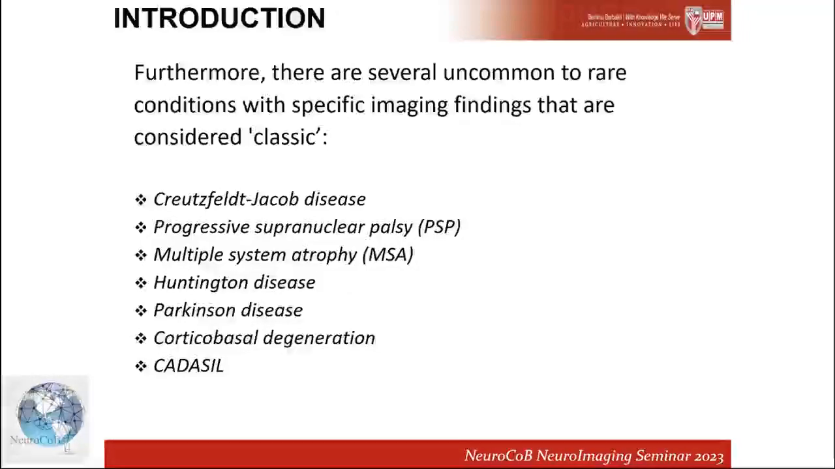Furthermore, there are several uncommon to rare conditions with specific imaging findings that are considered classic. These are Creutzfeldt-Jakob disease, progressive supranuclear palsy, or PSP, multiple system atrophy, or MSA, Huntington's disease, Parkinson's disease, corticobasal degeneration, and also CADASIL.